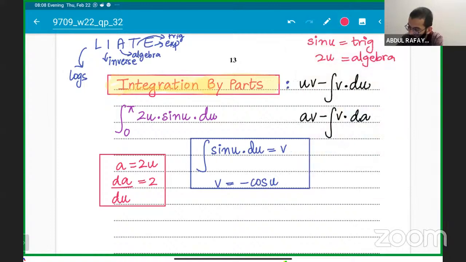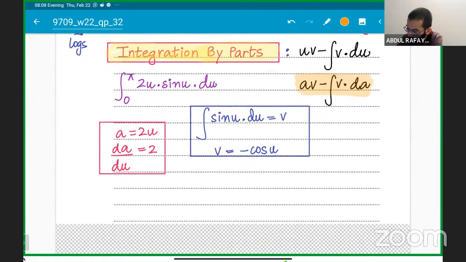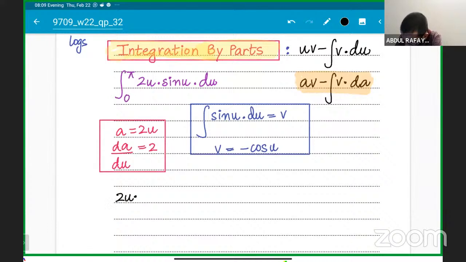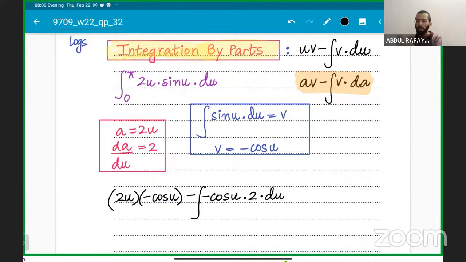Now applying in the formula, av minus integral of v times da. So here we go. A is basically 2u. V is basically minus cos u, times the integral of negative cos u times da. And da will be 2 times du. This is the formula I've written.